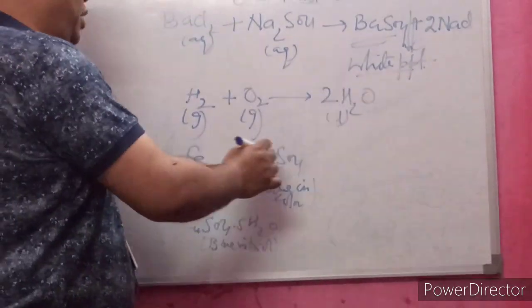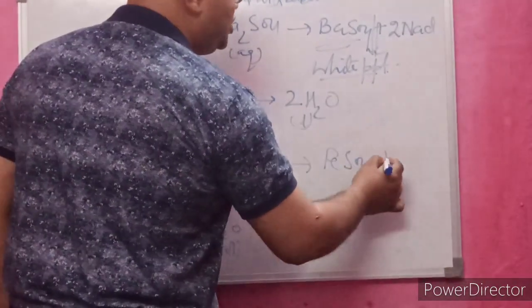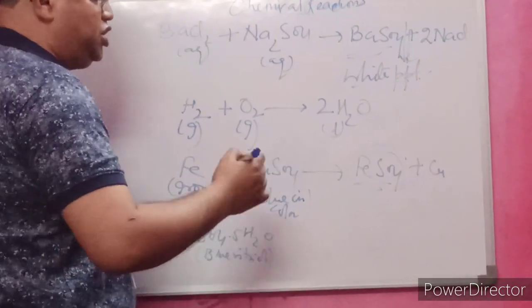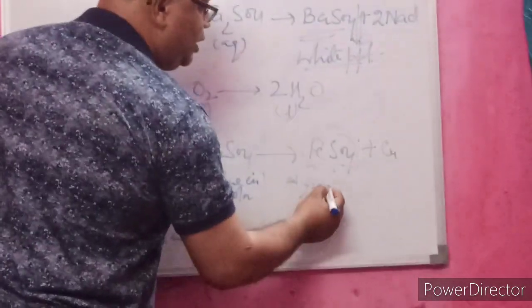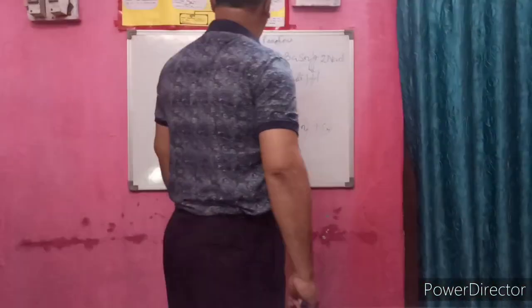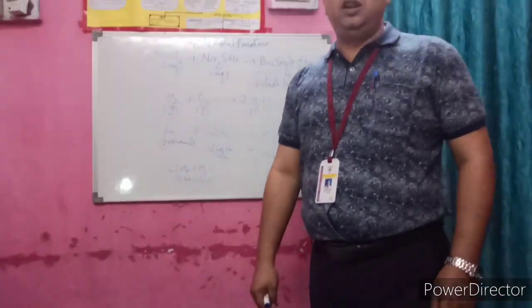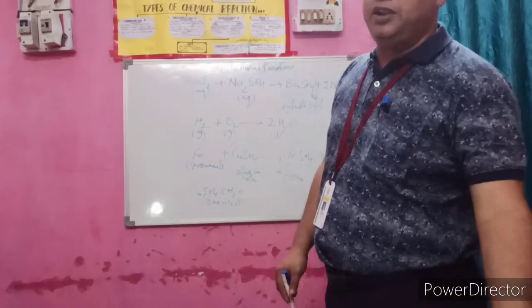Now when it reacts, it forms FeSO4 plus Cu. The color of the solution changes to pale green, and you get a deposit of copper over the iron nails. So these are certain changes which take place while chemical reactions are taking place. Now, what are the characteristics of a chemical reaction?